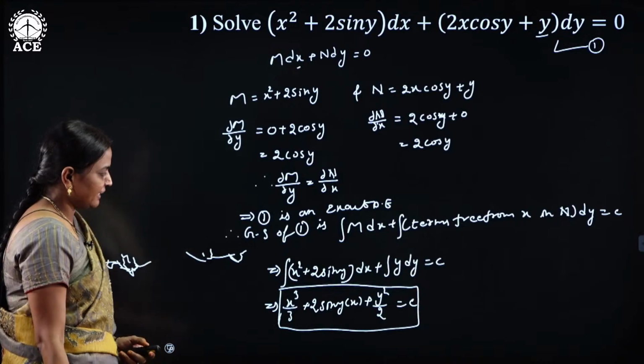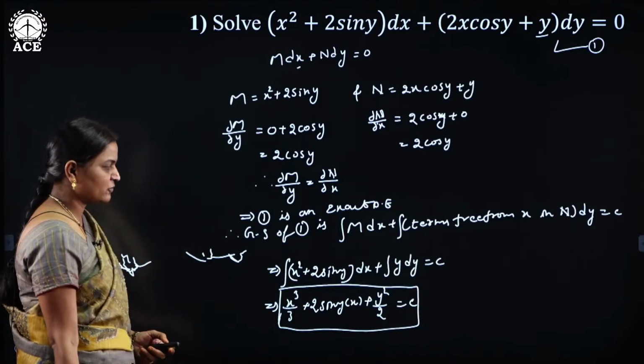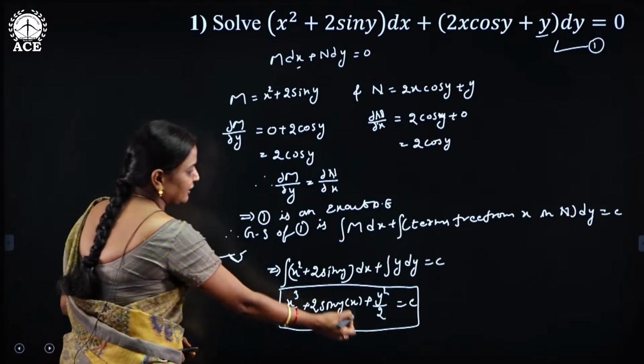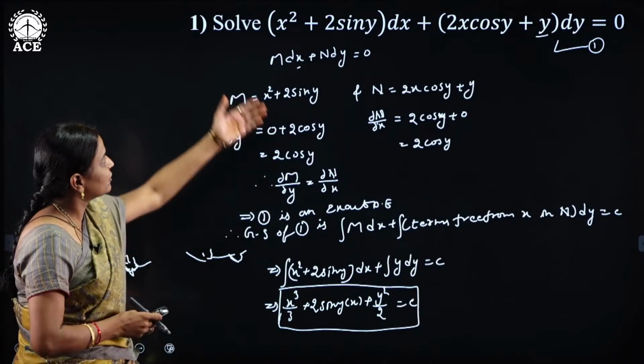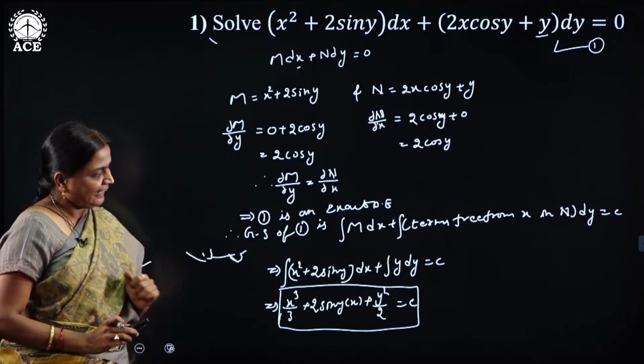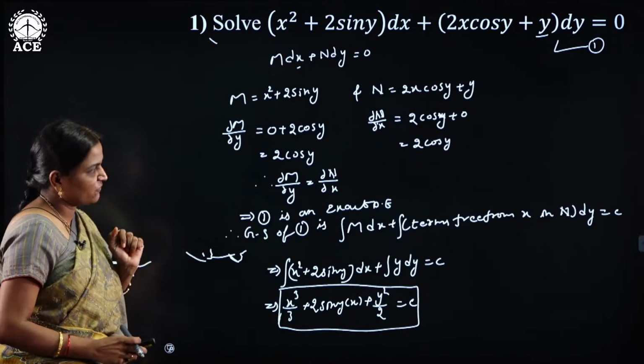So this is the general solution. x cube by 3 plus 2 sin y or 2x into sin y plus y square by 2 is equal to C is the general solution of the given differential equation. So this is the first solution.